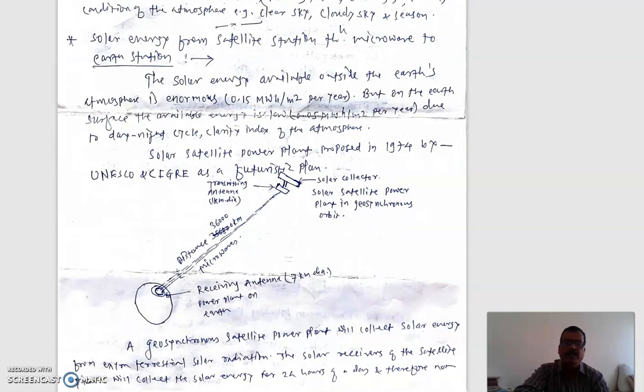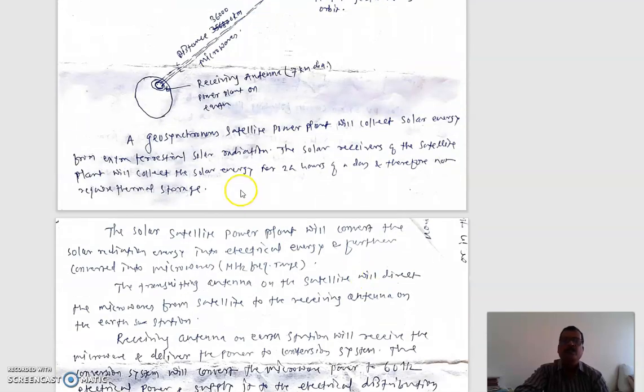Okay, then a geosynchronous satellite power plant will collect solar energy from extraterrestrial solar radiation. The solar receivers of the satellite plant will collect the solar energy for 24 hours a day and therefore do not require thermal storage. The solar satellite power plant will convert the solar radiation energy into electrical energy and further convert it into microwaves, in the megahertz frequency range.